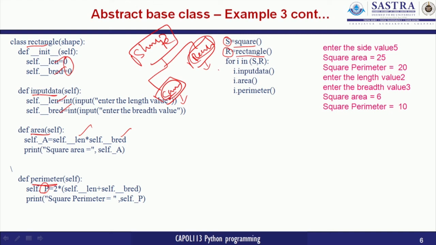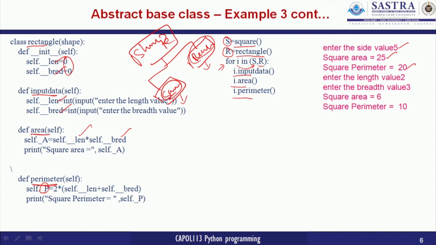Now using this for loop iterator sequence I am going to get the input for one shape and I will calculate the area as well as perimeter. So whenever I consider the first object, we are going to get the input for the square, then I am going to calculate the area of the square, then I will print the perimeter, so that I am getting this output. So first I will get the side value as 5, then square area 25 and then perimeter value 20.